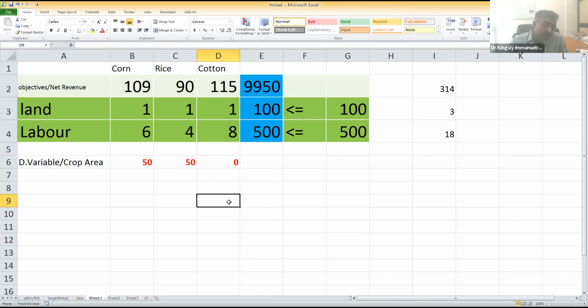Suppose this is the best way. Suppose you want to change the model. Like you want some area under cotton because maybe in your own personal requirement or your contract, you want to add something, then what should we do? We need to extend the model.